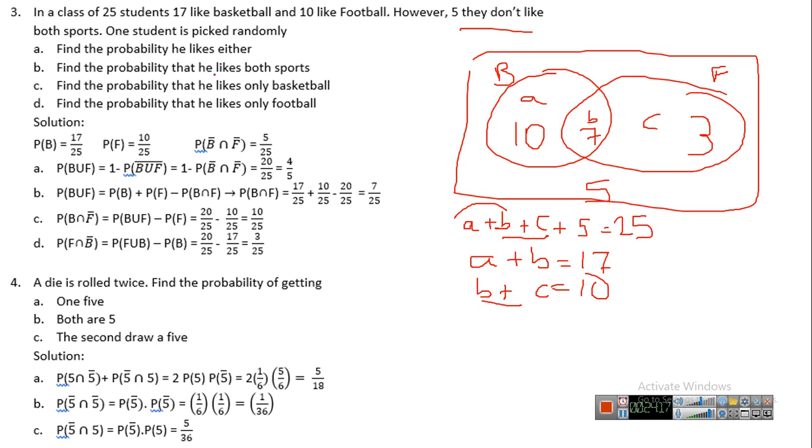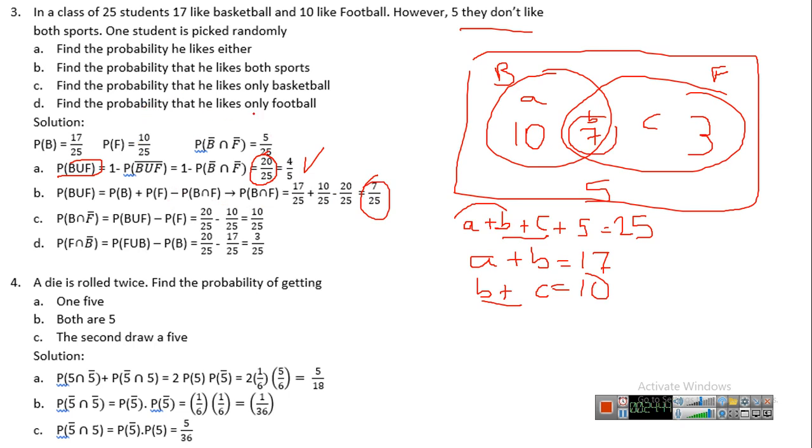Find the probability he likes either. Either sport means he wants P of B union F. Directly, it's 10 plus 7 plus 3, so it's 20 over 25, which is 4 over 5. Find the probability he likes both sports. So the common part will be 7 over 25. You can do it directly like I did in the Venn diagram.